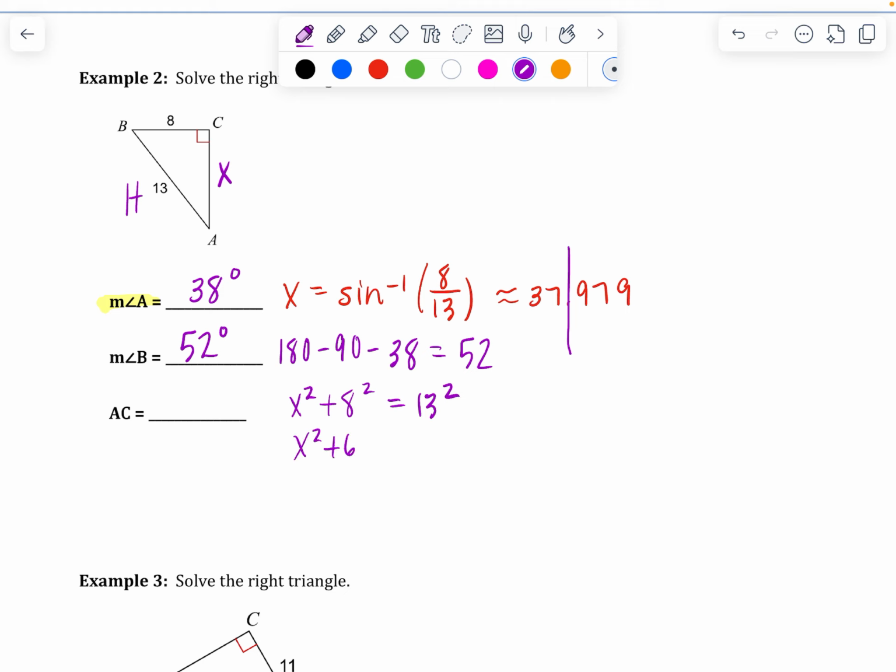x squared plus 64 equals 169. Subtract 64 from both sides. We end up with x squared equals 105. Square root both sides so you can get that x squared to just be an x.